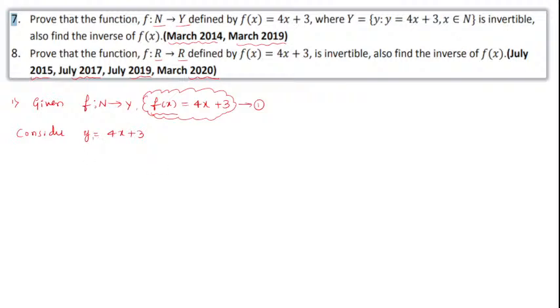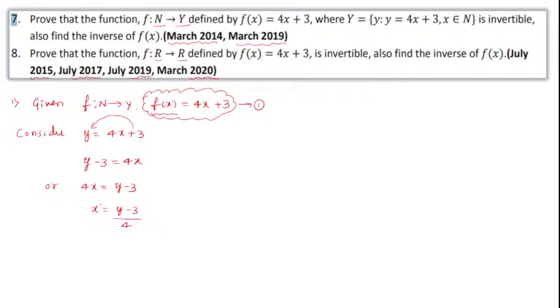Then in the third step you need to find your x. That is, you have to express y in terms of x. That I will write here. y plus 3 I will shift here. It will become minus 3. That is equal to 4x, or I can write this as 4x equal to y minus 3. Otherwise you can write x equal to y minus 3 divided by 4.